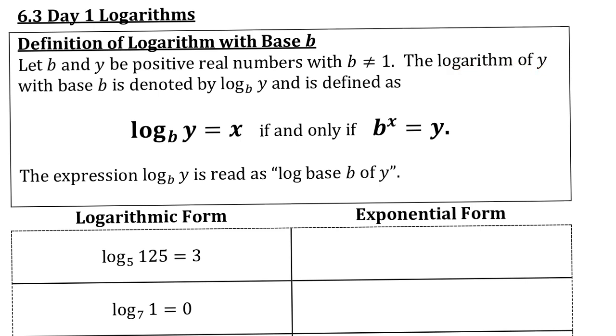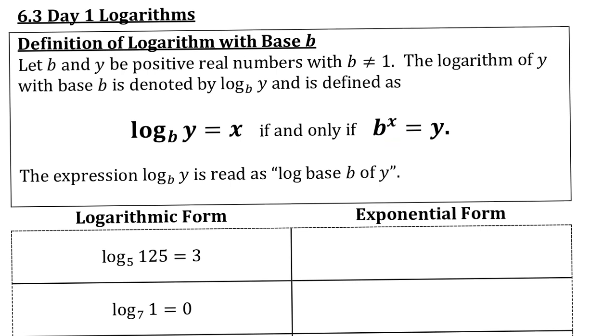The logarithm of y with base b is denoted by log base b of y. That b is a little bit lower and smaller, and it is defined as: log base b of y equals x if and only if b to the x equals y. These are equivalent statements. This is a logarithmic statement. This is an exponential statement. They mean the exact same thing, but sometimes it's more convenient to write it in this format instead of this format.